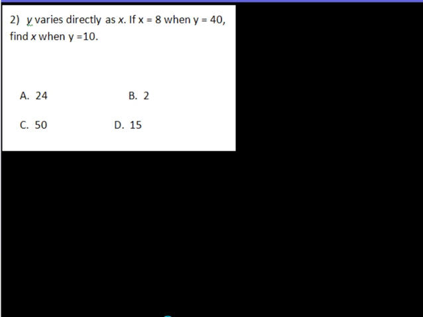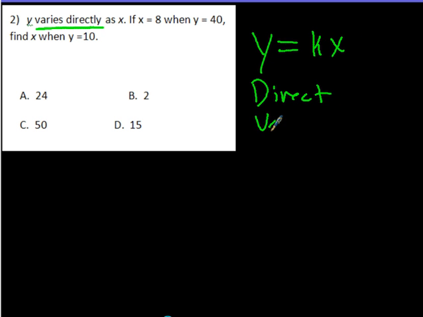Number 2. Y varies directly. Y equals some constant times x. This is direct variation. Okay? And what that means is it's a linear equation without a b. Without a b in the equation. B is 0. Okay? That makes it a lot easier to solve.